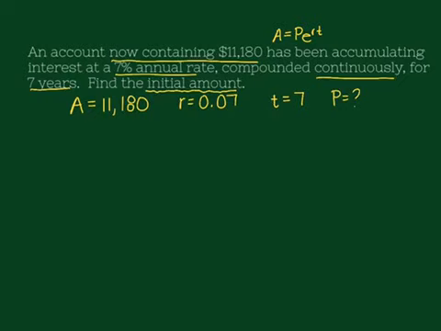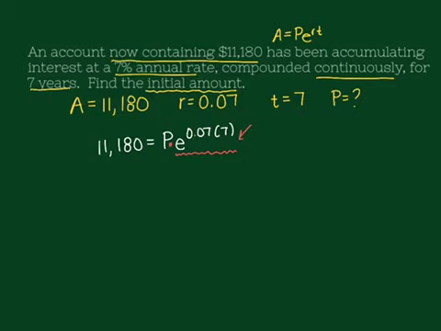So let's plug in what we know. 11,180 is equal to P times e to the 0.07 times 7 power. Now remember that e is just a number. So all of this we could put in our calculator and compute. And it's just being multiplied by P.